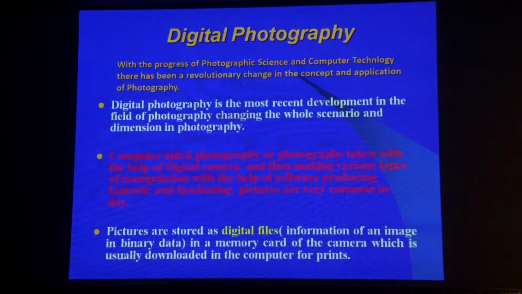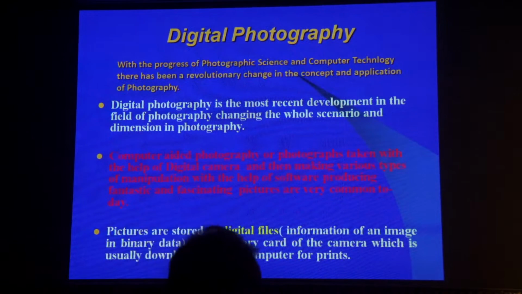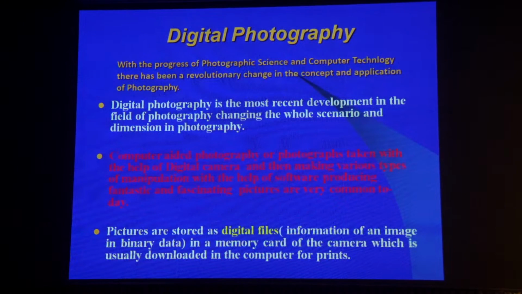Pictures are stored as digital files, the information of an image in binary data, in a memory card of the camera, which is usually downloaded to the computer for prints. Actually, a digital image is nothing but a matrix of pixels having different gray values or gray levels. Actually, when we consider an image, what do we mean by digital?